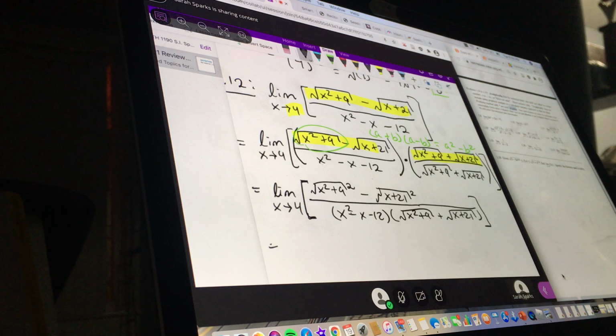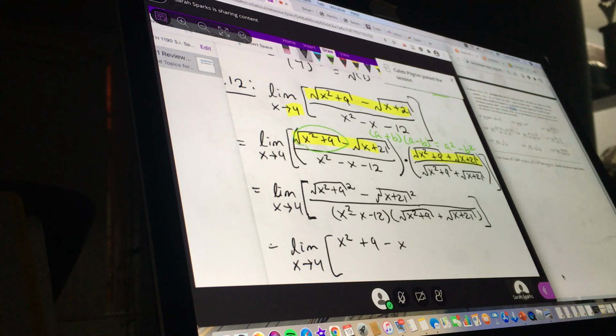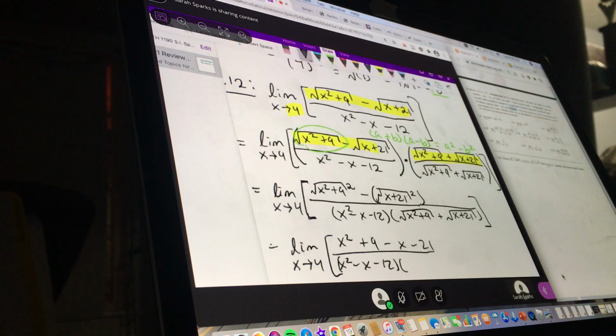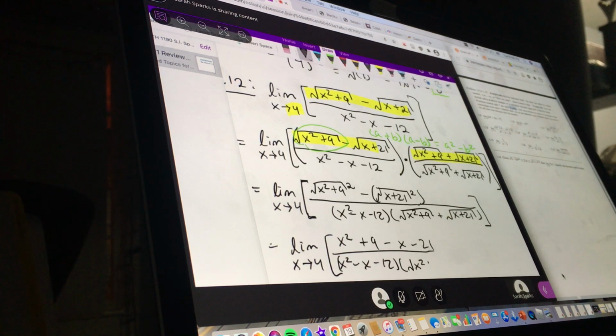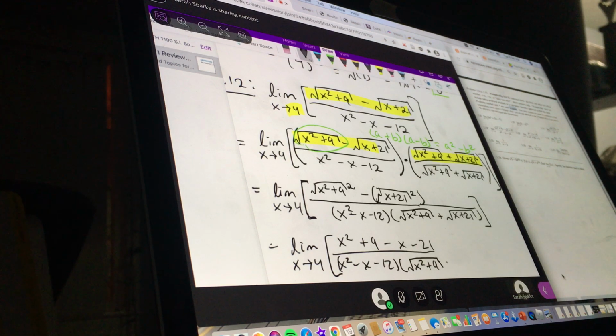So now simplifying this, we're going to get the limit as x goes to 4 of x squared plus 9 minus x minus 21, right? Because that negative is going to distribute, over x squared minus x minus 12 times the square root of x squared plus 9 plus the square root of x plus 21.